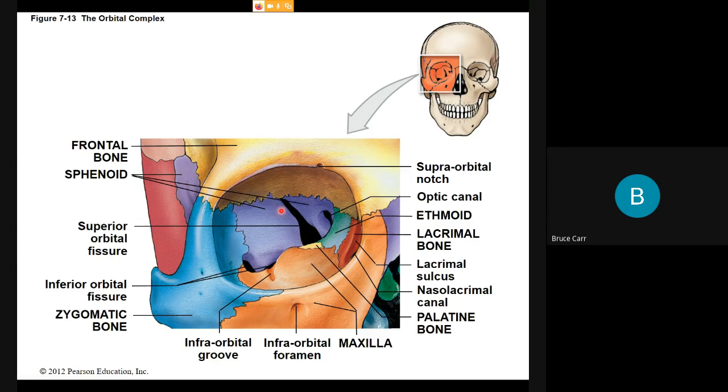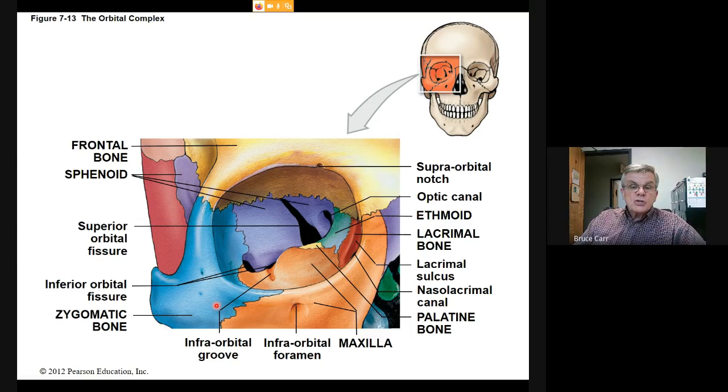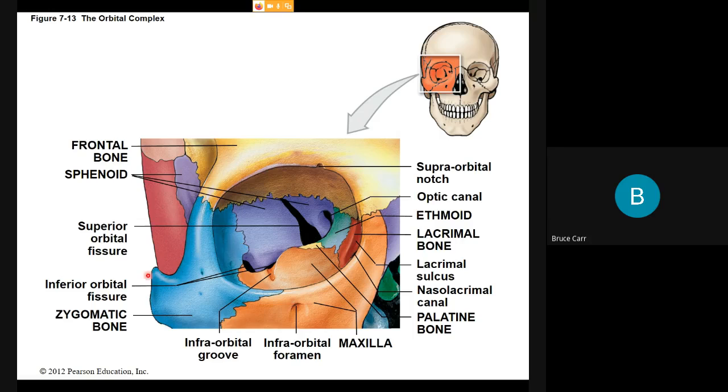But if we look, here is 1, 2, 3, 4, 5, 6, 7 different bones that contribute to this orbital cavity, growing together in what appears to be a rather irregular way. Every one of those squiggly lines is a joint. It is immovable at maturity. And that joint is called a suture, laced together by strong collagen fibers.